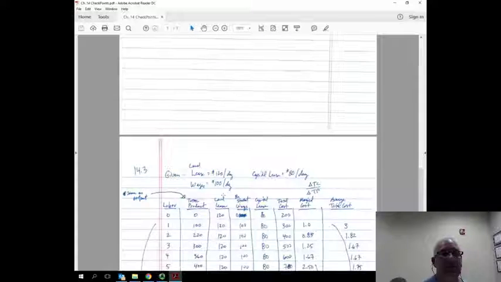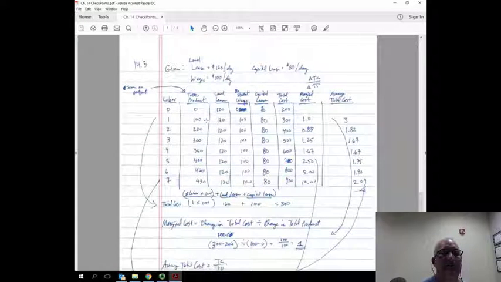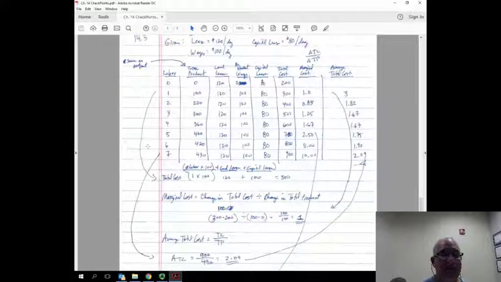So the way I set this up is we are given the land lease is $120 a day, the capital lease is $80 a day, and the wages are $100 per day per student. Okay, so let's see what it's asking. It says, what's Tom's total cost and average total cost of 300 pineapples a day?